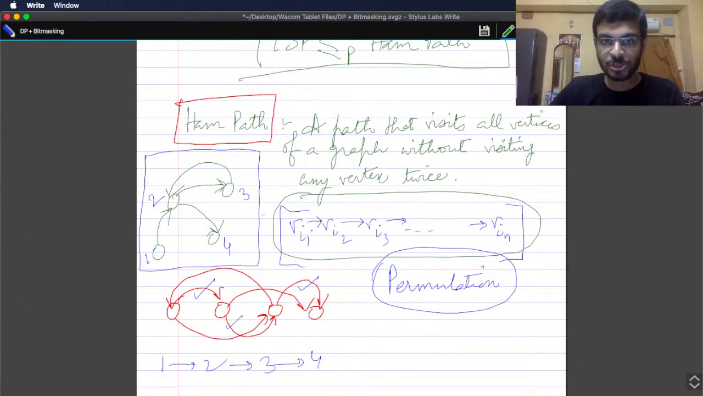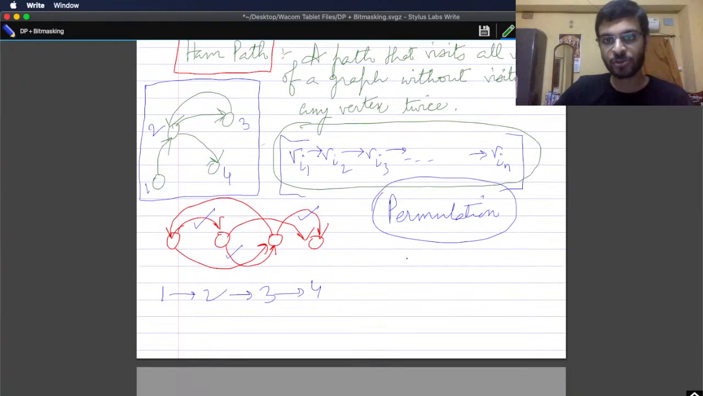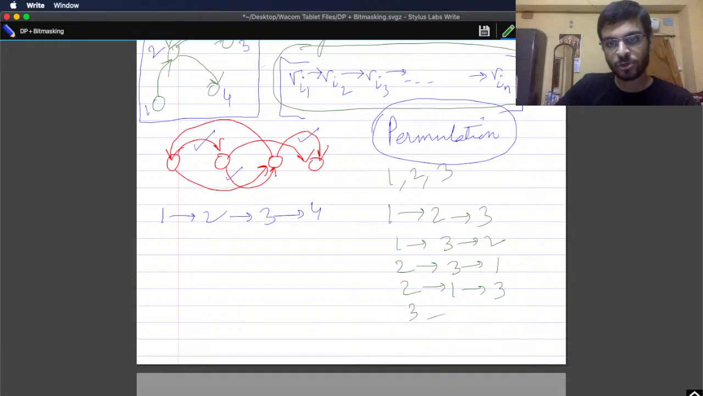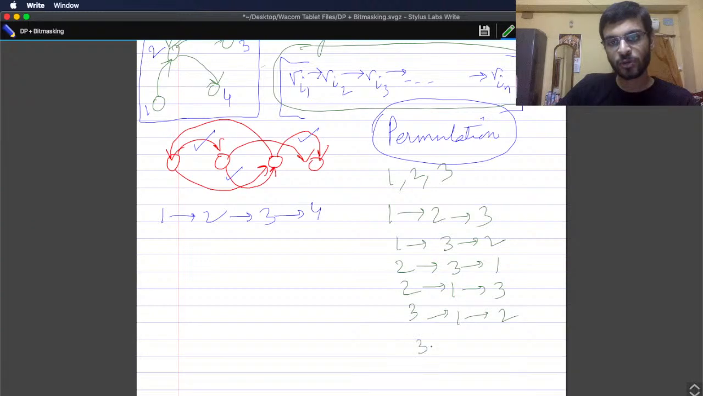It has to start from a certain vertex. Suppose you have only 3 vertices, 1, 2 and 3. So what are the different paths possible? I can go from 1 to 2 to 3. I can go from 1 to 3 to 2. I can go from 2 to 3 to 1. I can go from 2 to 1 to 3. I can go from 3 to 1 to 2. And I can go from 3 to 2 to 1.